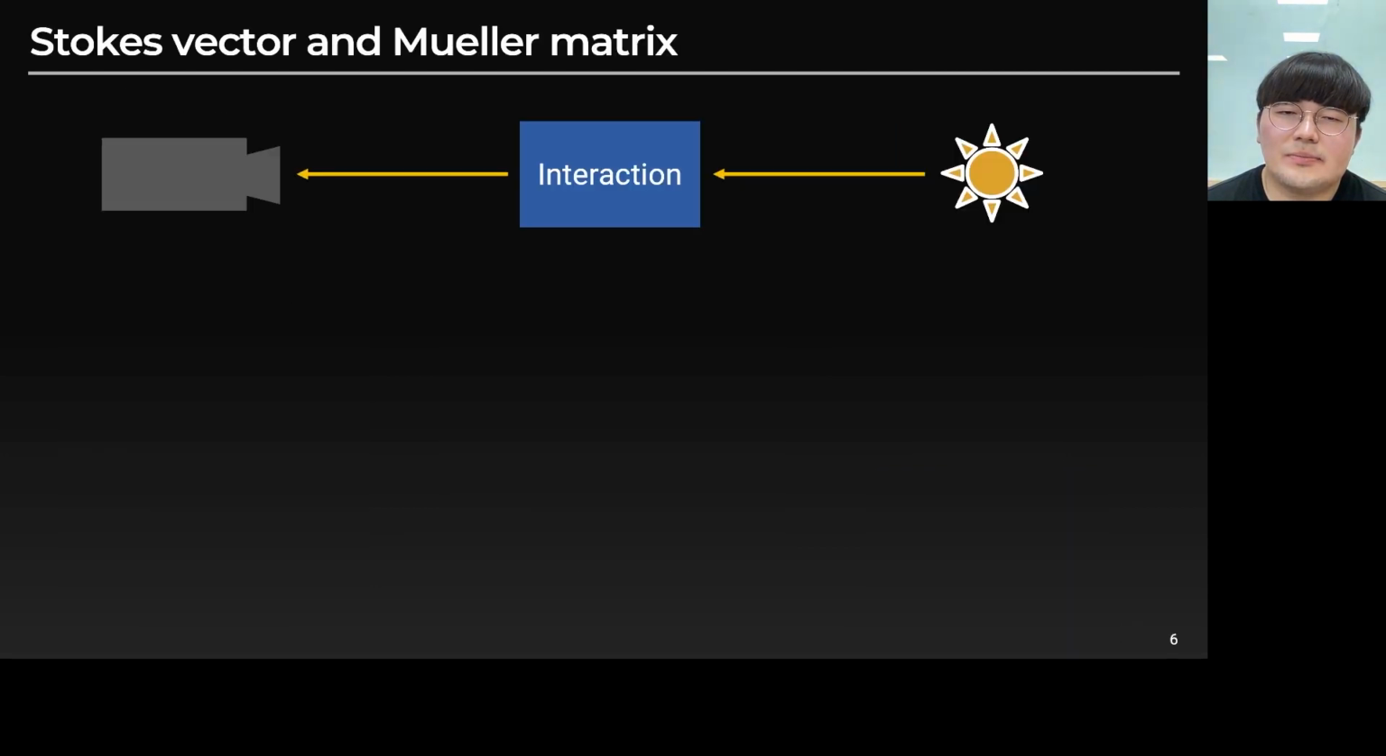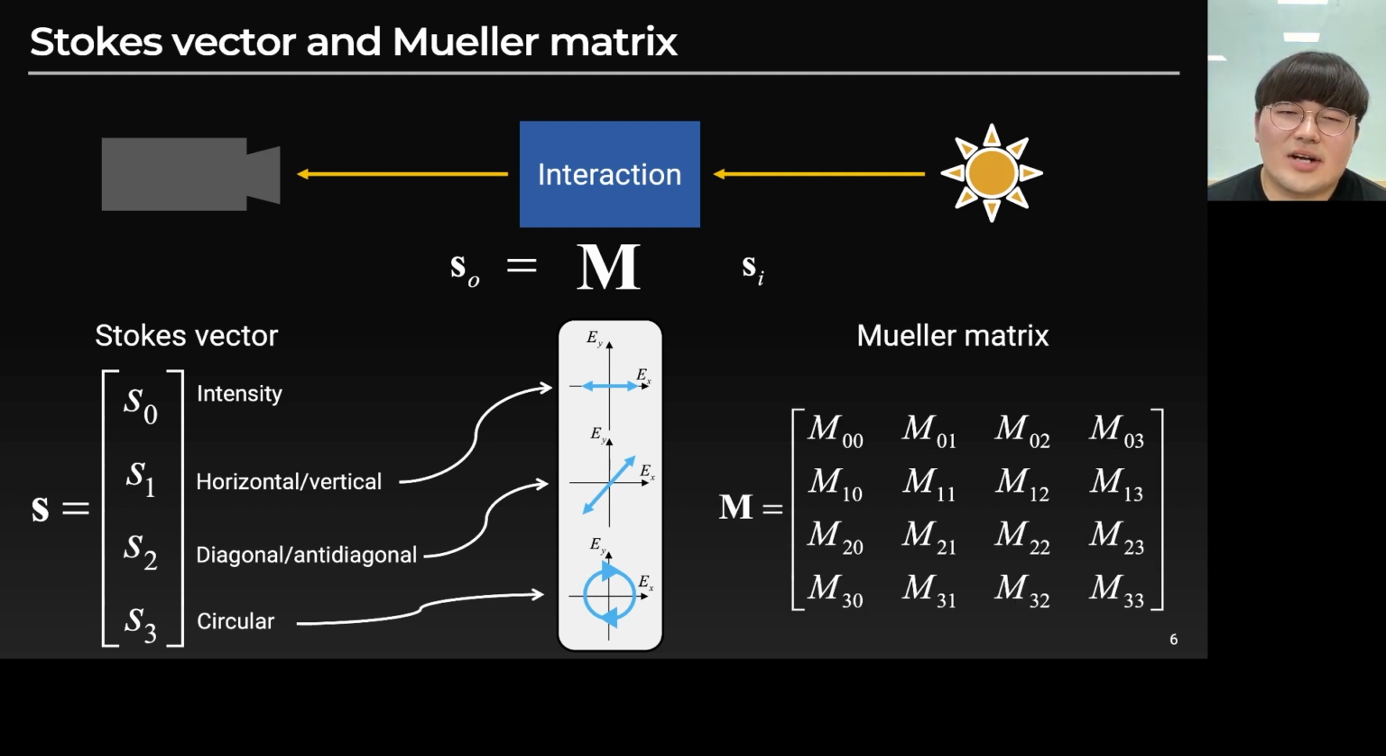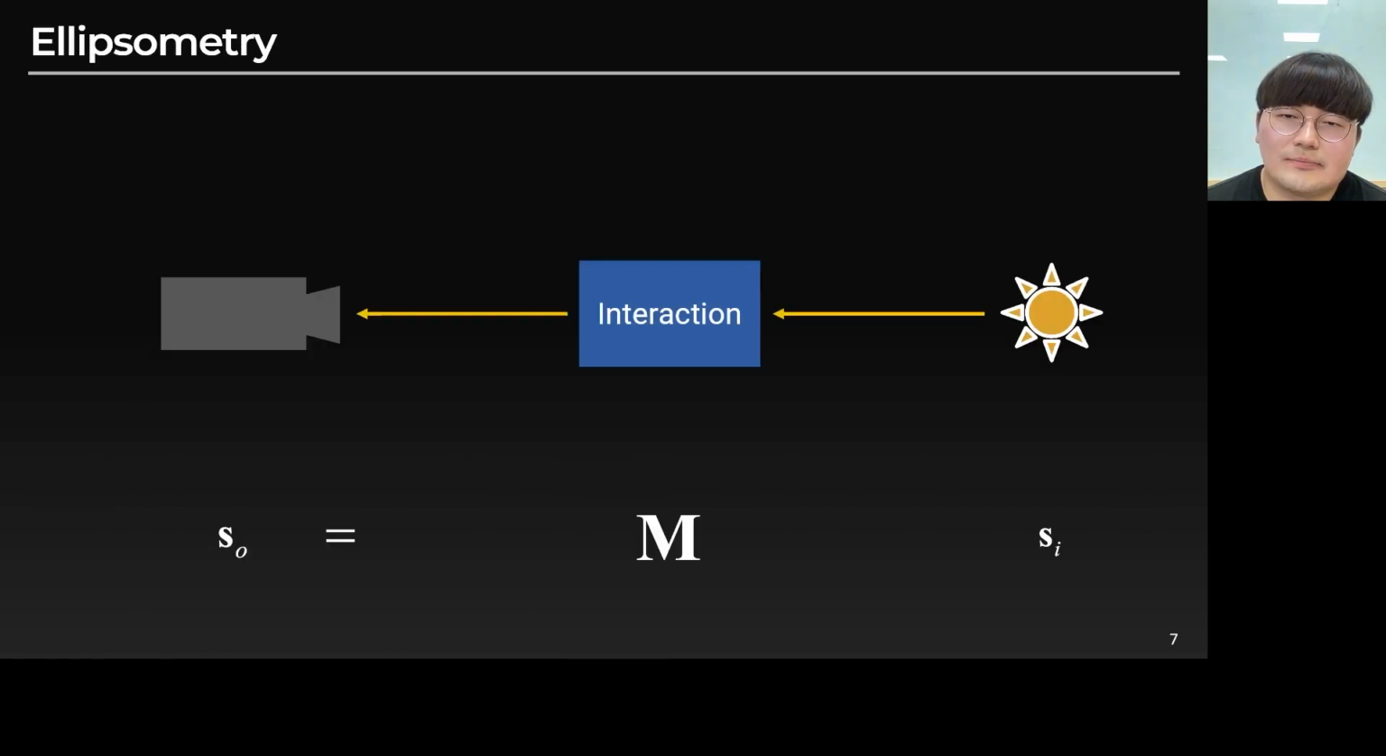The light transport of polarized light can be defined in terms of Stokes vector and a Mueller matrix. A Stokes vector has 4 elements. The first element is the light intensity, and the second and third elements are the components of the linear polarization, and the last one is for circular polarization. A Mueller matrix describes the transformation of a Stokes vector as a 4x4 matrix through light reflection or transmission.